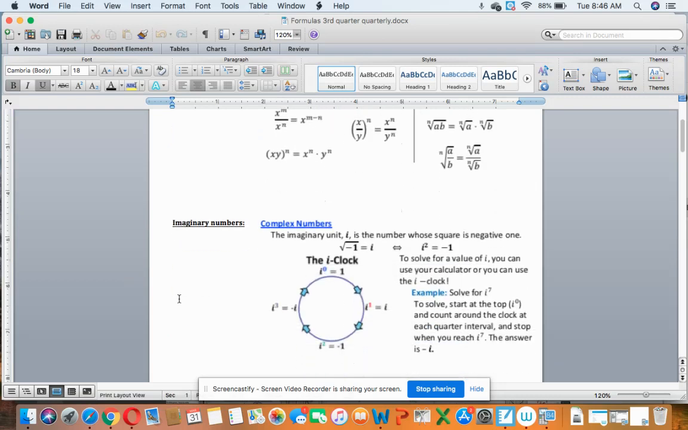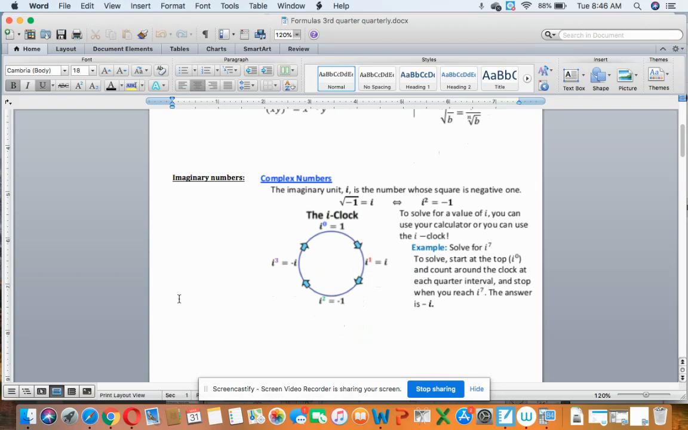Another thing we talked about is imaginary numbers. So imaginary numbers are when we have a negative under the radical sign. So there'll be some review questions on that as well. Remember, the square root of -1 equals i, and i squared is -1. Okay, we have this i clock. Basically, i to the fourth power is equal to 1. So if I have i to the fourth, that's 1.